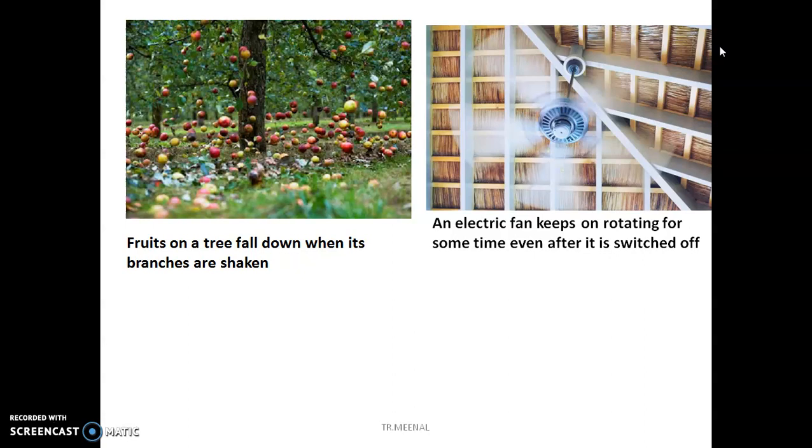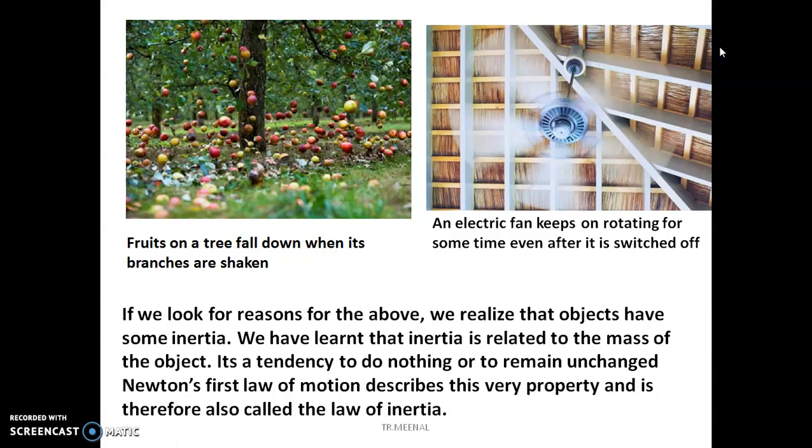Now these situations, children, very often you must have observed in your daily life. Let's see what is the reason behind it. If we look for the reason for the above, we realize that objects have some inertia. Last year we have already studied about inertia. We have learned that inertia is related to the mass of the object.